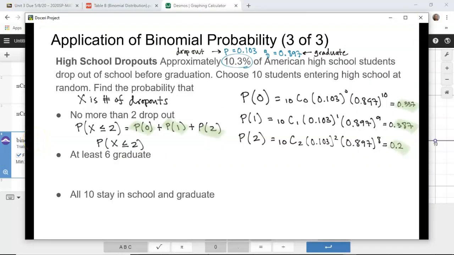So I want to show you both ways, kind of give you all your options, more or less. But that's a pretty high likeliness that no more than two students drop out.